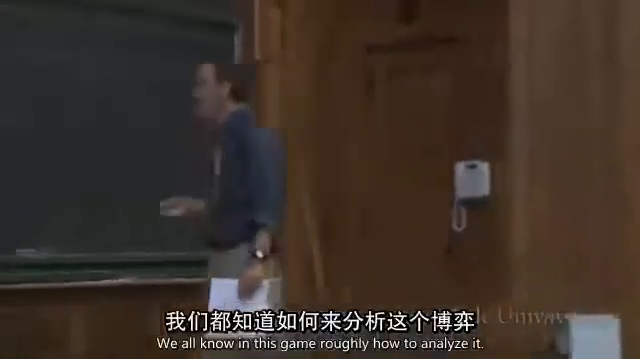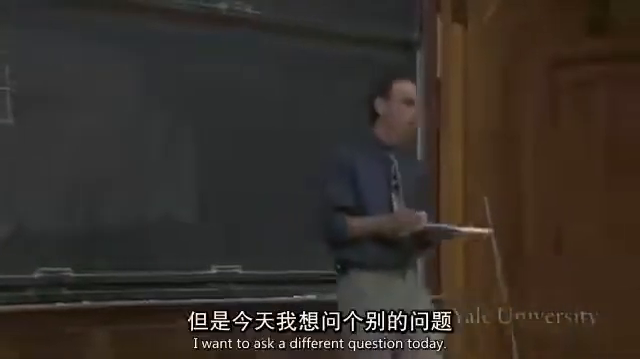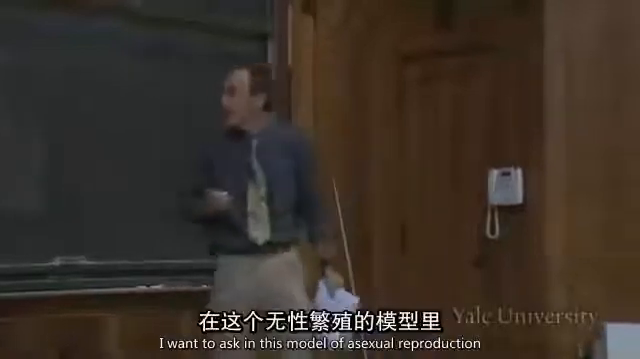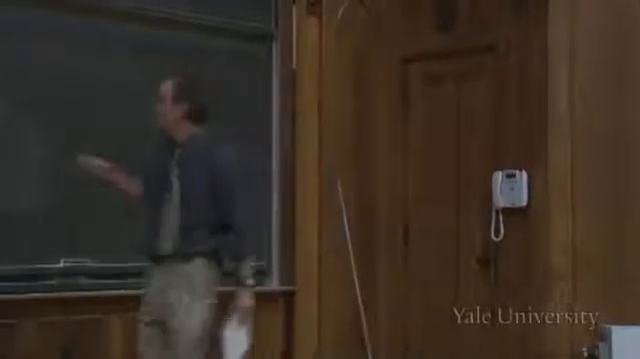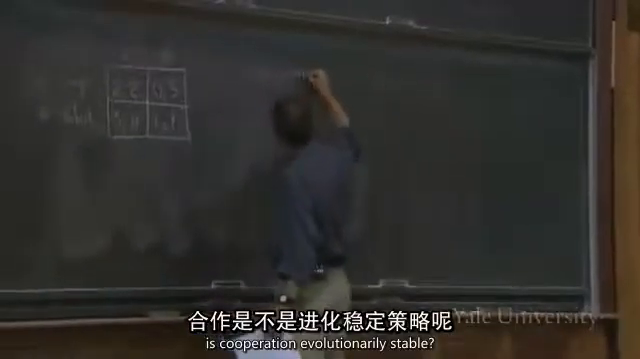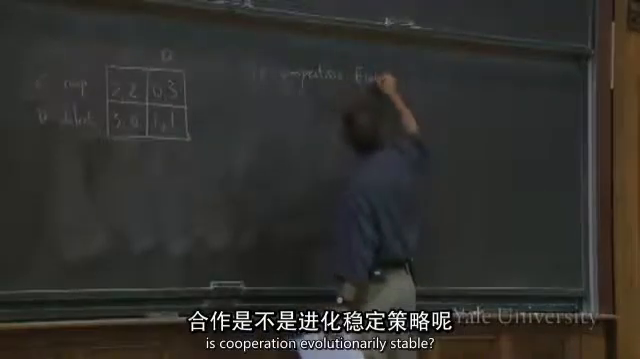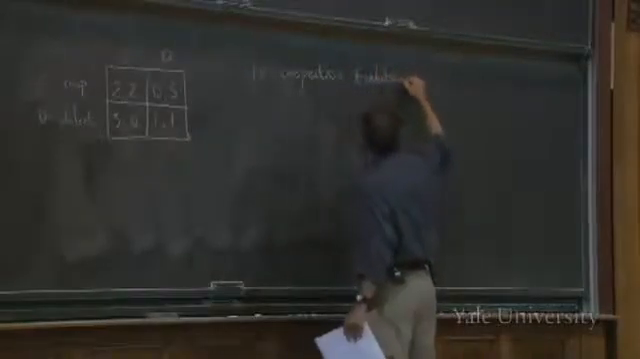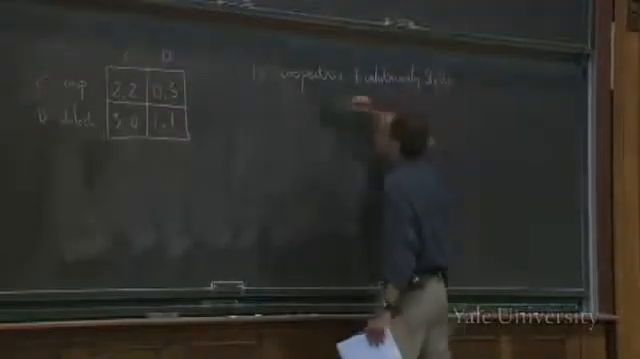And we all know in this game roughly how to analyze it. I'm not going to go over that now. I want to ask a different question today. I want to ask, in this model of asexual reproduction, is cooperation evolutionarily stable?